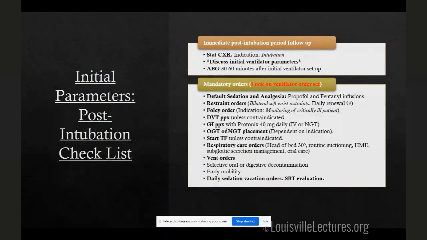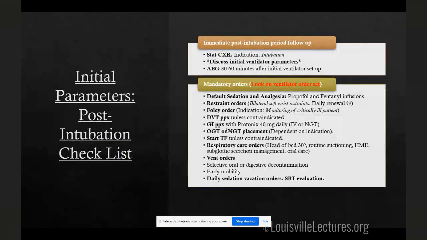Oftentimes, if you're concerned about the patient having a GI bleed, you might want an OG tube to make sure that you can suction out the blood, or if you need to suction out aspirate in general. Starting tube feeds early is one of the ASPEN guidelines and something that should be considered.